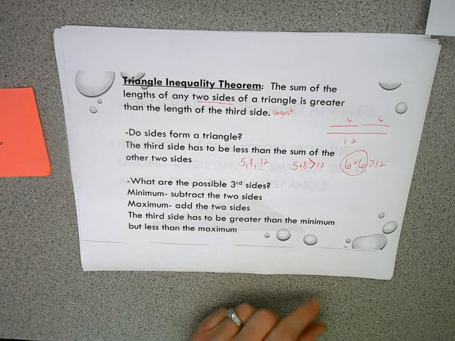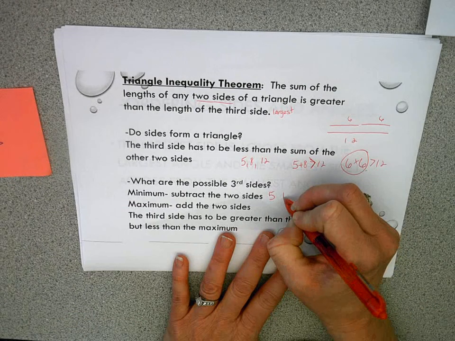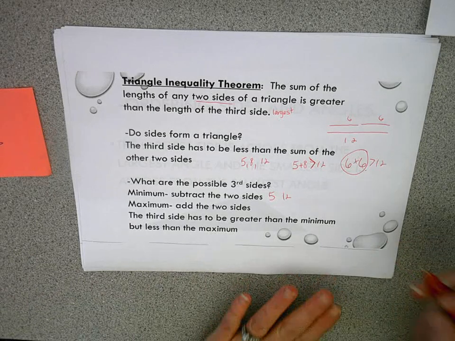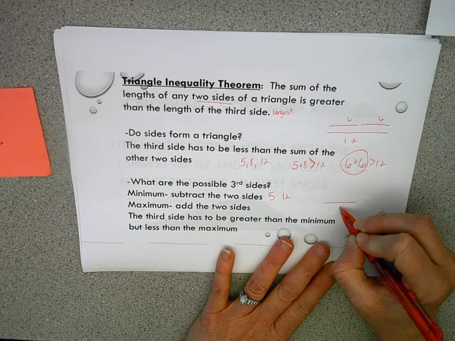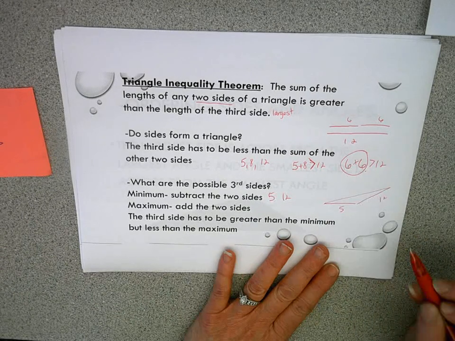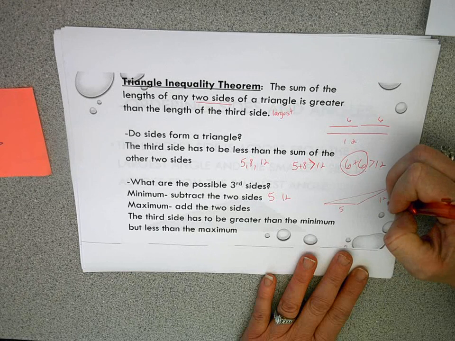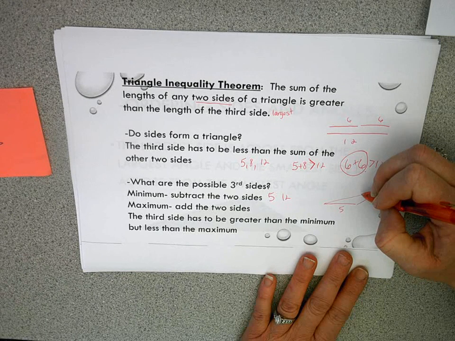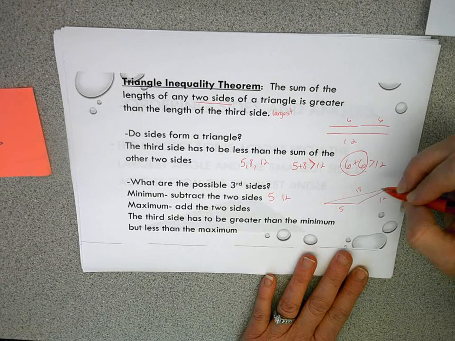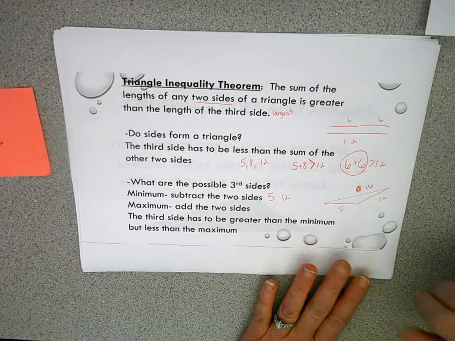Another thing: what are the possible lengths of the third side? Let's say I tell you one side is 5 and one side is 12, and I ask, what could the third side be? Well, if you added those together, the third side has to be less than the sum of those. It can't be 17. 17 would be too big. So maybe 18. Sorry, it has to be less than. Maybe 16. I messed up on that.